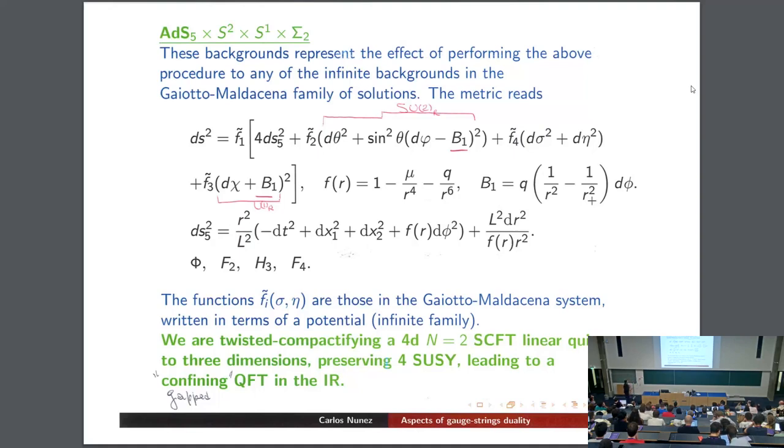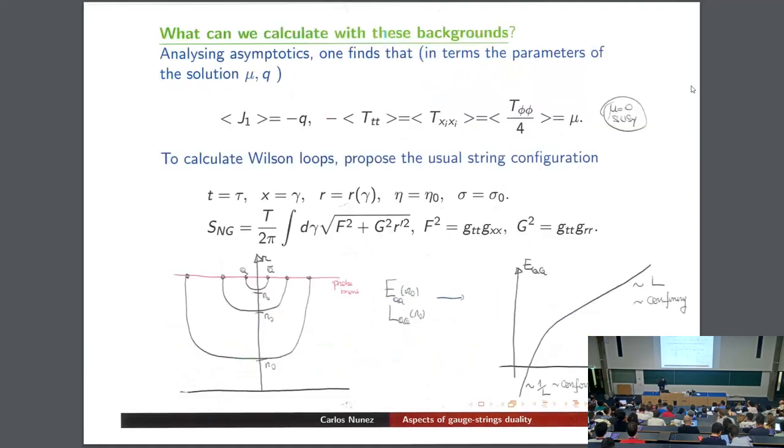So what we are doing then is a twisted compactification of a 4D N=2 linear quiver to 3 dimensions, in this case preserving 4 supersymmetries, leading to a gapped system at low energies. Okay? So, what can we calculate with these backgrounds?